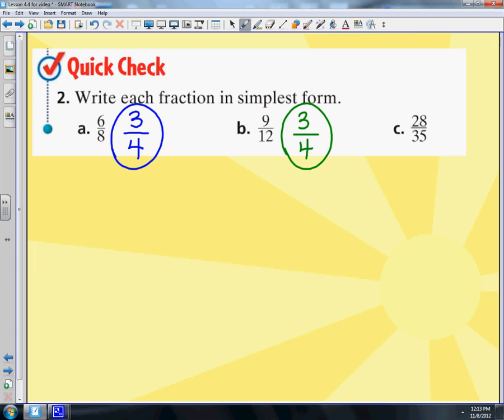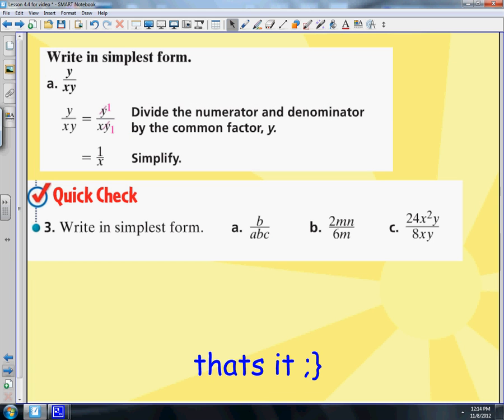Now the last one, you can't do it in half because of 35. I could do 28 over 2, but that doesn't work. So then I try to find what number they both have in common. They both have a 7 in common. So if I divided the top by 7 and the bottom by 7, 28 divided by 7 is 4, and 35 divided by 7 is 5. So I would get 4/5. So hopefully this is just a review. Pretty simple. Okay, here's where the new concept comes in.